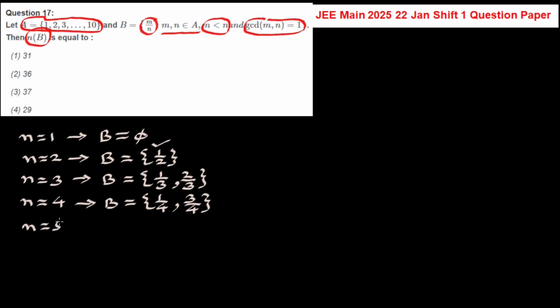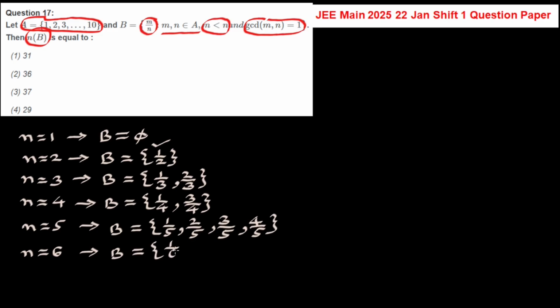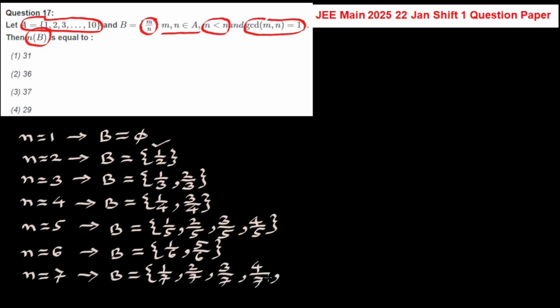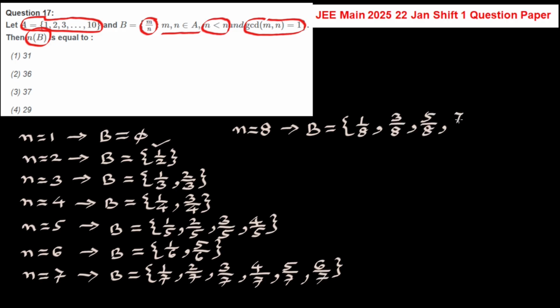For n equals 5, B will be 1/5, 2/5, 3/5, 4/5. For n equals 6, B will be 1/6, not 2/6, not 3/6, not 4/6, 5/6. For n equals 7, B will be 1/7, 2/7, 3/7, 4/7, 5/7, 6/7. For n equals 8, B is 1/8, 3/8, 5/8, 7/8.